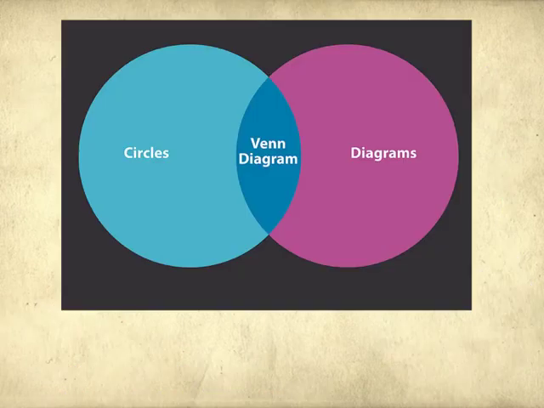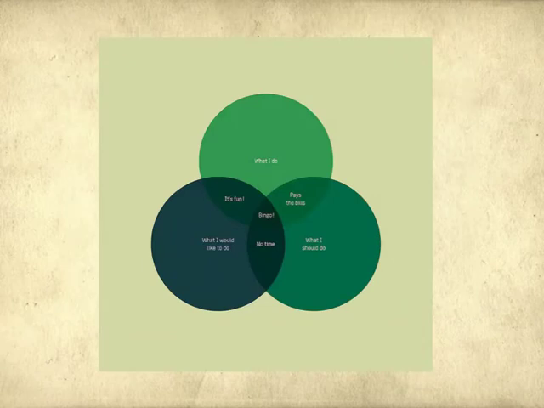Here's an example of a Venn diagram. It's kind of a cute one. It's got circles, diagrams, and when circles and diagrams meet each other, you get Venn diagrams. So here's an example of a Venn diagram. In this circle are things this person does. In this circle are things they would like to do. And in this circle is things they are supposed to be doing.